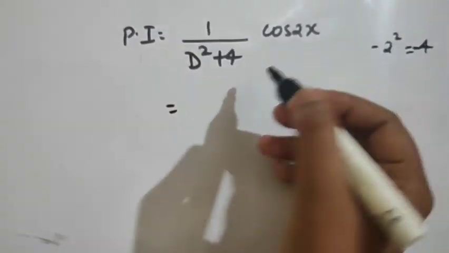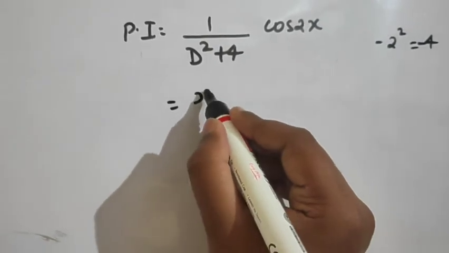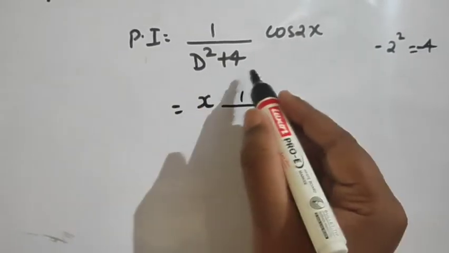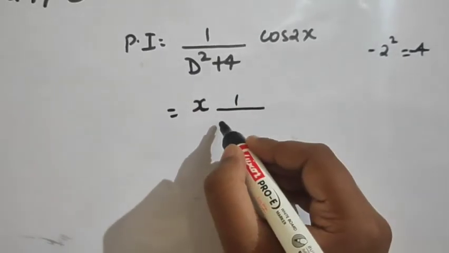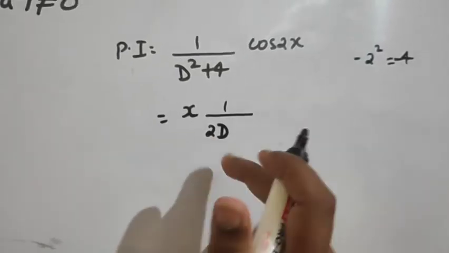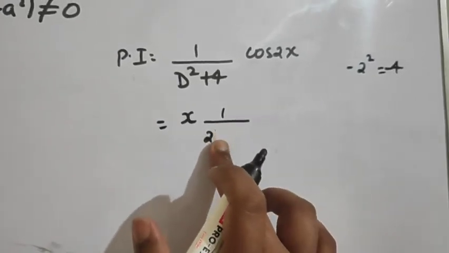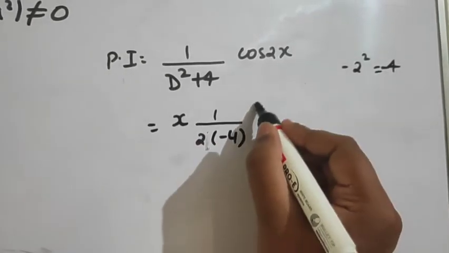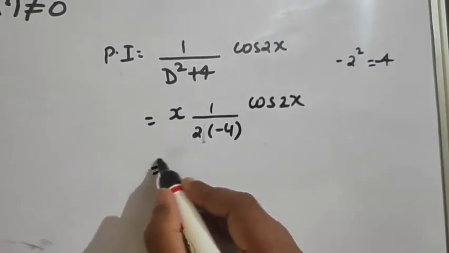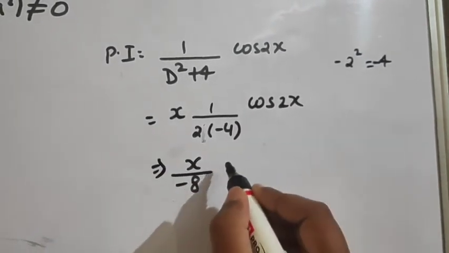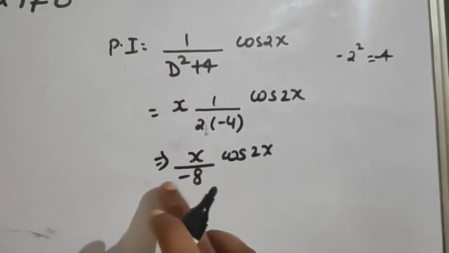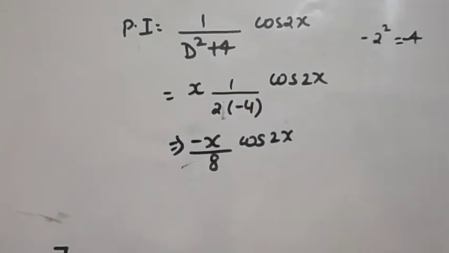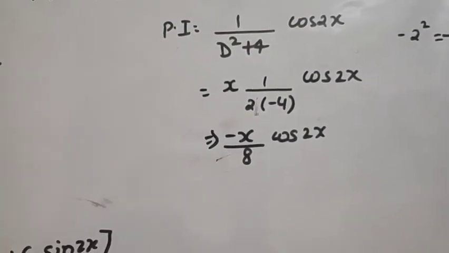So what you will do, again the same basic concept, multiply by x and differentiate the denominator, so you will get 2D. Now again in place of D, put minus of a squared, which was minus of 4, operating on cos 2x. So you are getting x divided by minus 8 cos 2x. You can write this as minus x by 8 cos of 2x. Did we do anything wrong here?